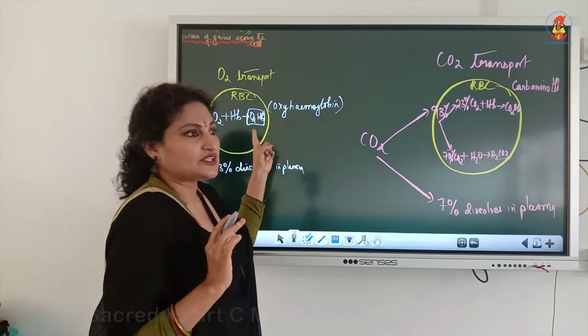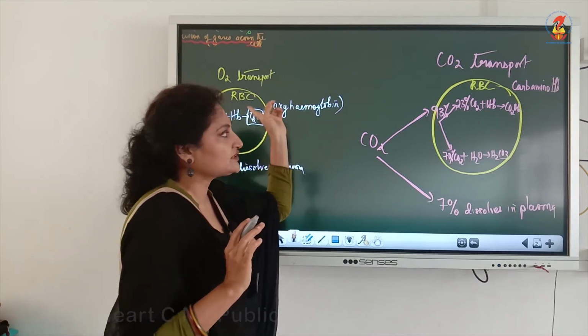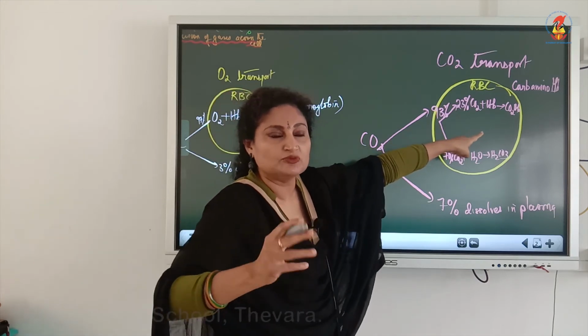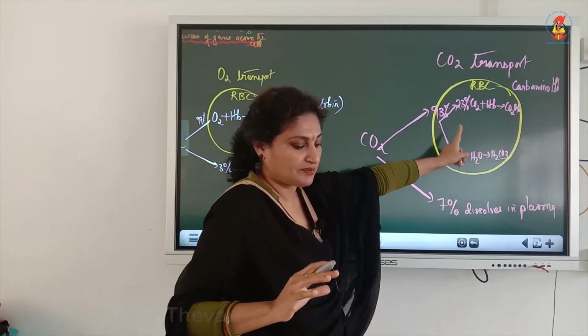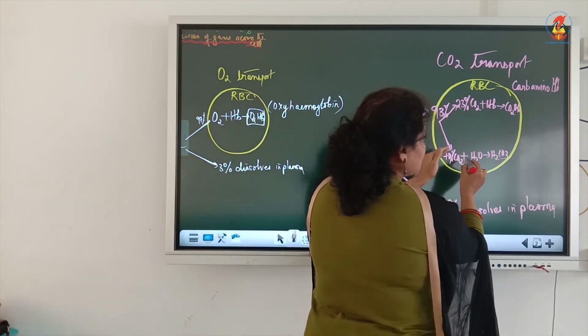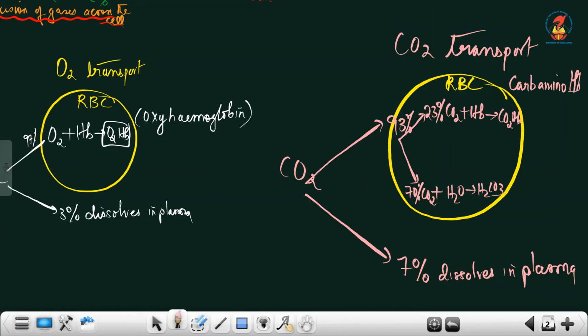Here oxygen combines with hemoglobin to form oxyhemoglobin. So, there's a tendency there also: carbon dioxide combines with hemoglobin to form carboxyhemoglobin. That rhyming. No, it is carbaminohemoglobin. And I told you the remaining 70% combines with water. This is a very, very important reaction.